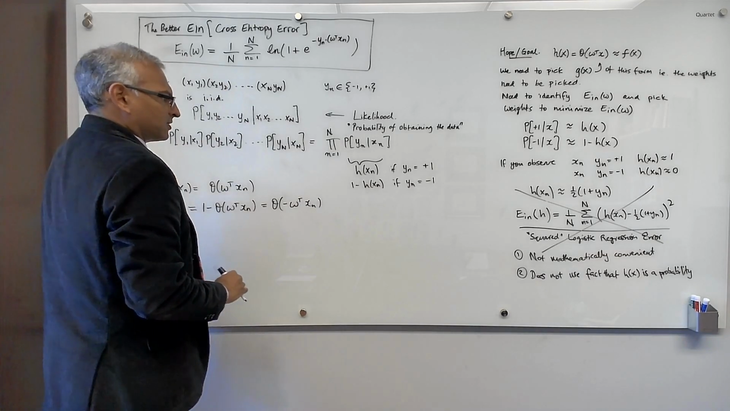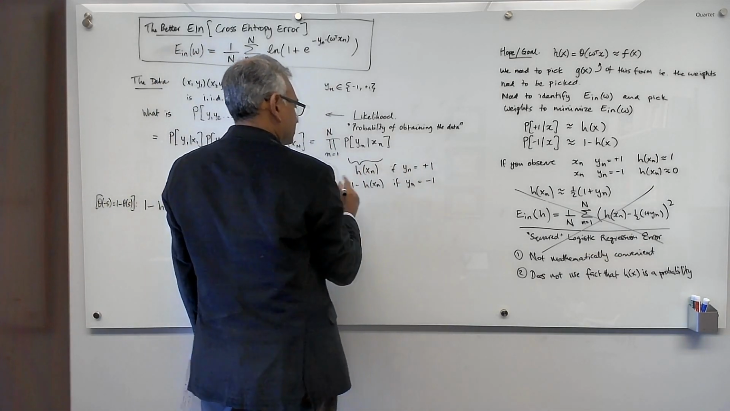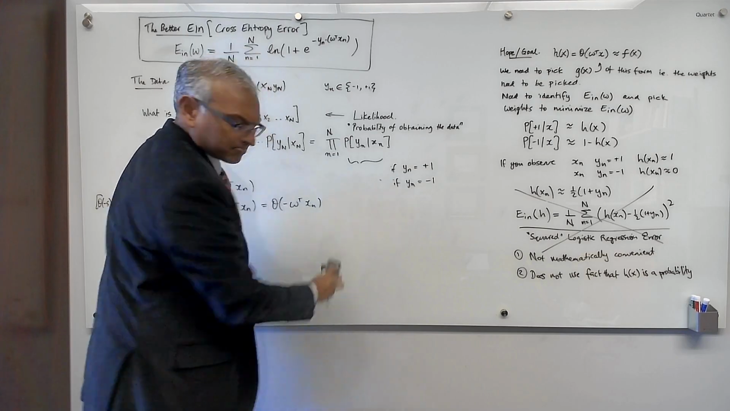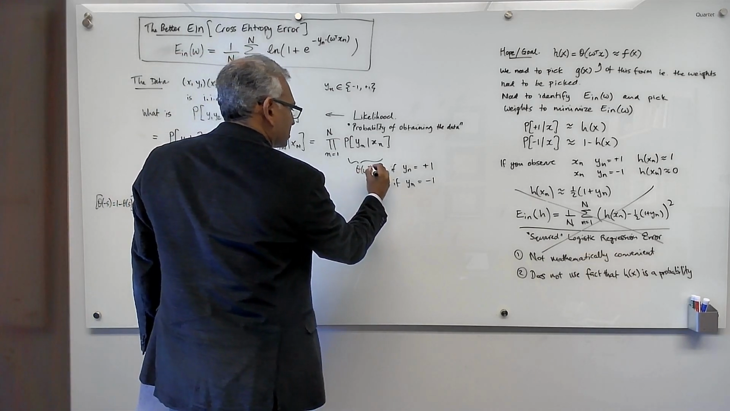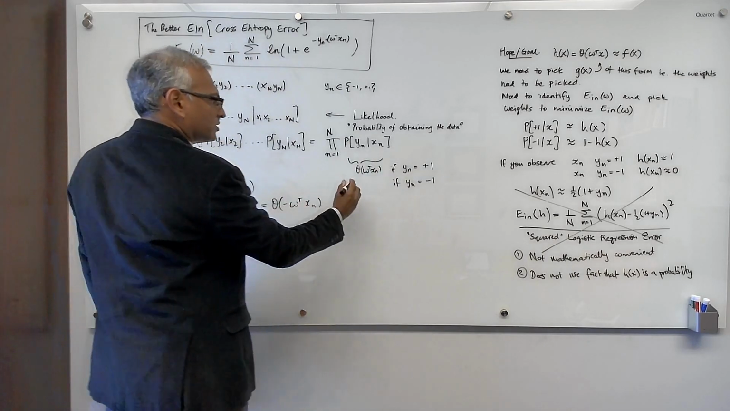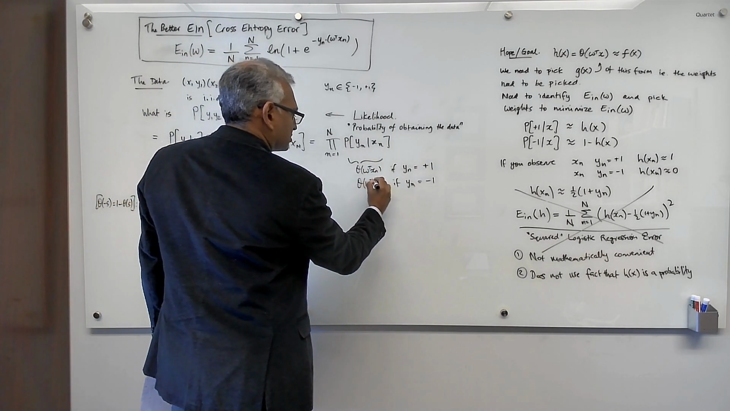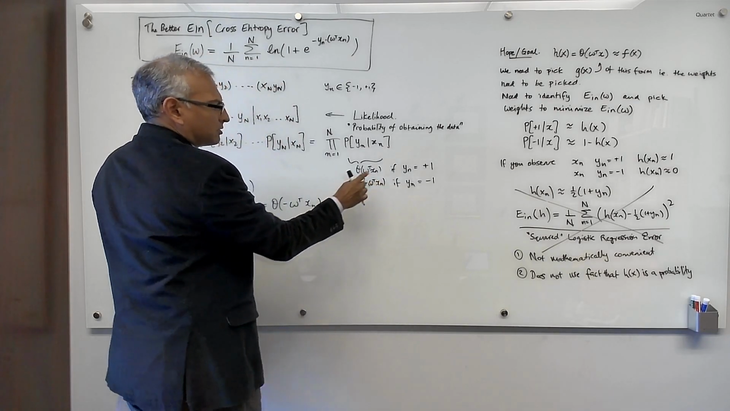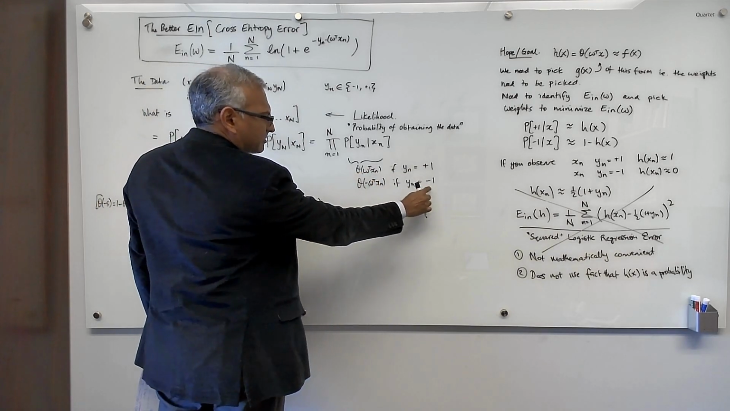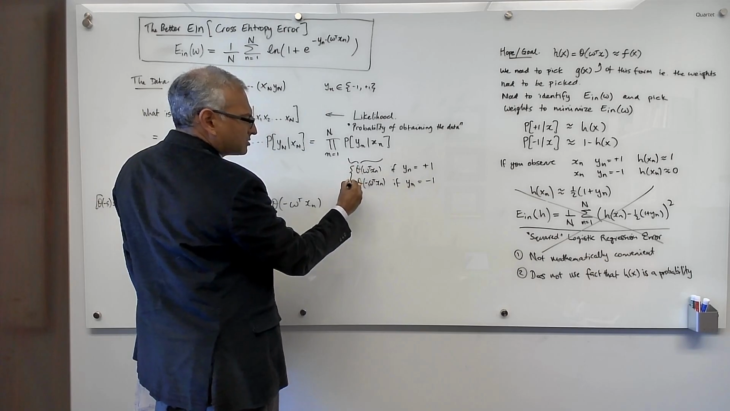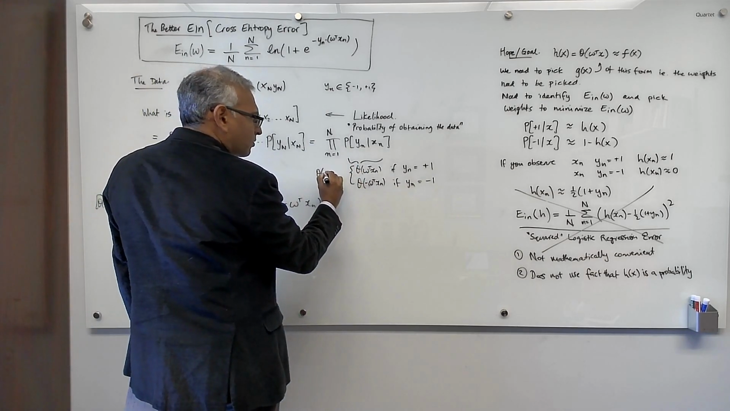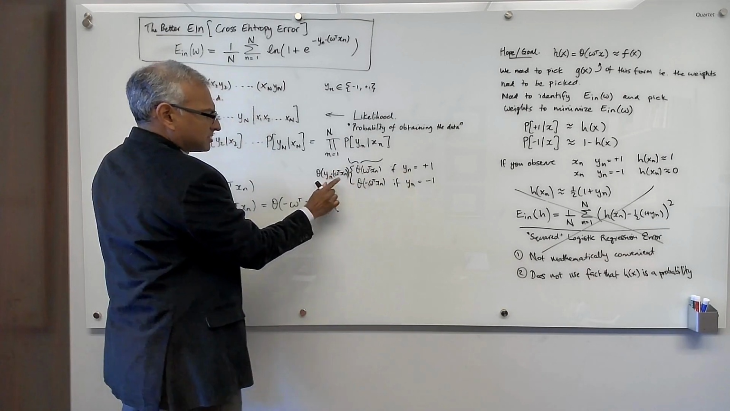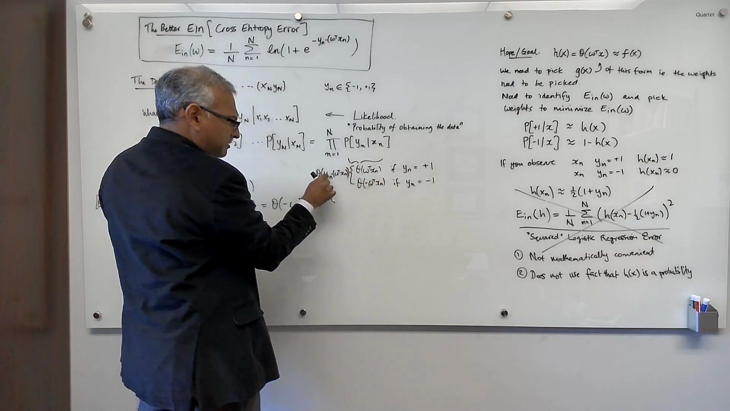If yn equals plus 1, this is supposed to equal theta of W transpose xn, and if yn equals minus 1, this is supposed to equal theta of minus W transpose xn. But look, when yn is plus, this is plus inside here. When yn is minus, this is minus inside here. So we can summarize both of these equations as theta of yn W transpose xn. When yn is plus, this is plus, and we get that. When yn is minus, this is minus, and we get that.